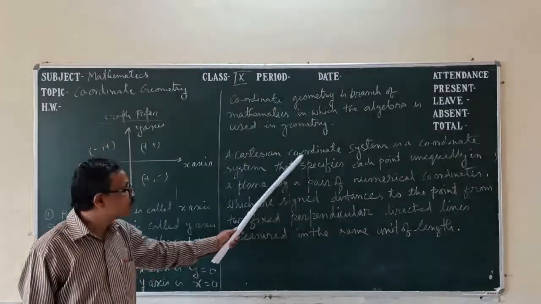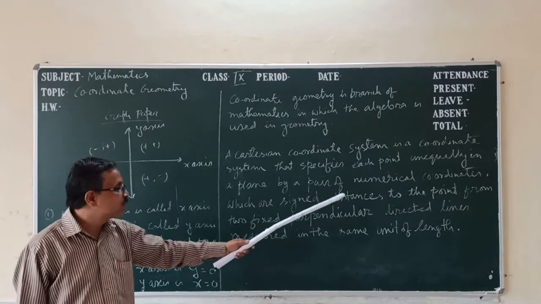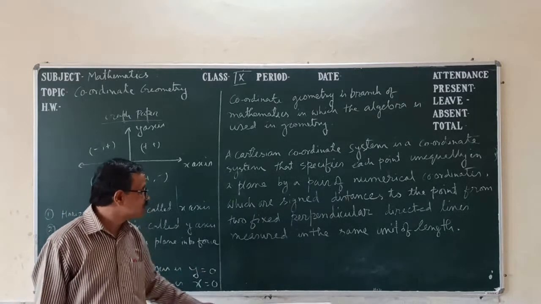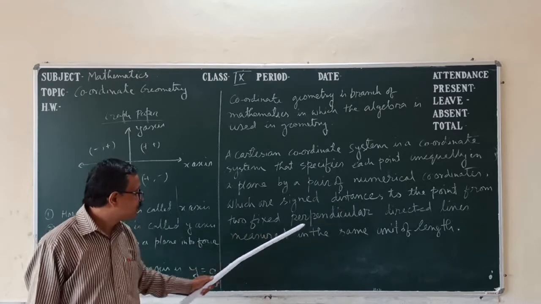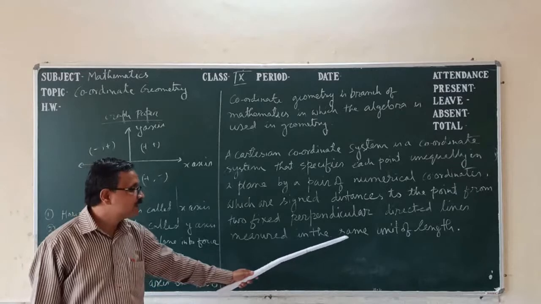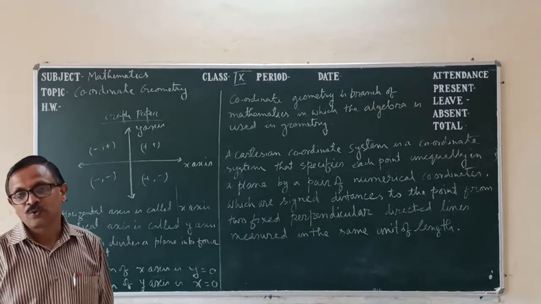A Cartesian coordinate system is a coordinate system that specifies each point uniquely in a plane by a pair of numerical coordinates, which are assigned distances to the point from two fixed perpendicular directed lines, measured in the same unit of length. So this is the Cartesian coordinate system.